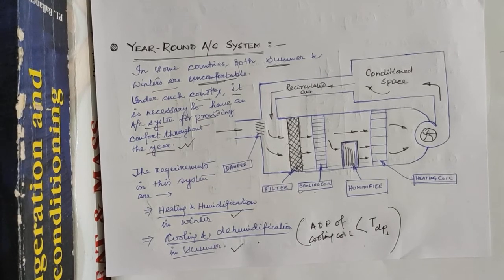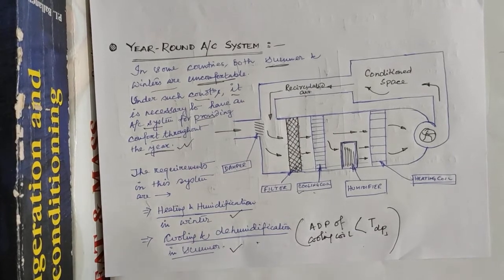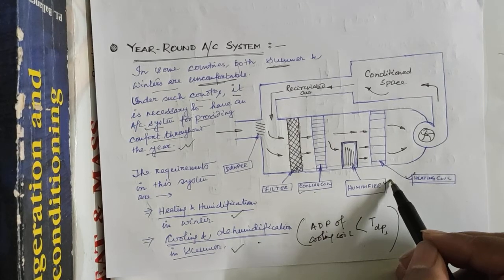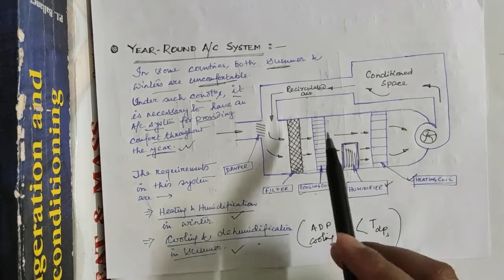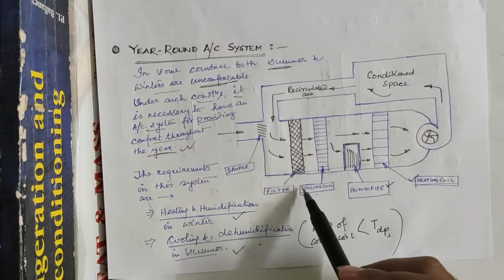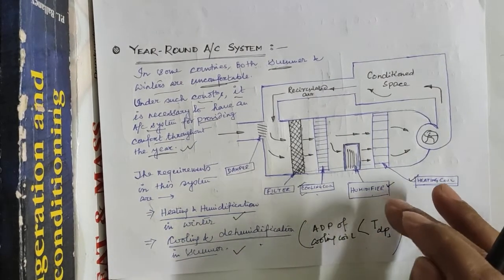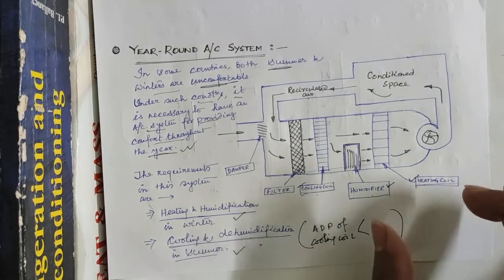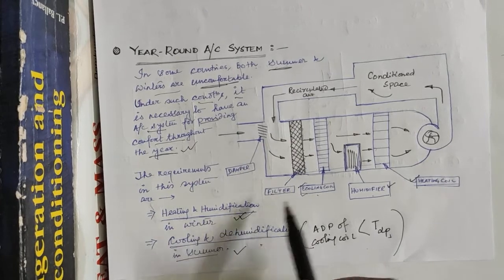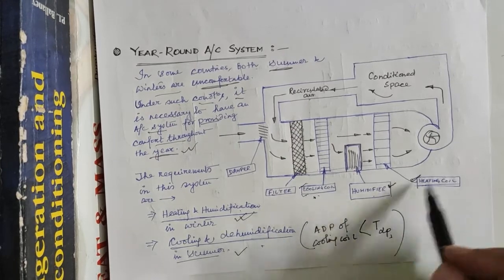But in the winter season, the cooling coil would be made inactive and the heating coil will be used for heating the air, as well as the humidifier will be used for the humidification process. So in the year-round air conditioning system, if we use it in the summer season, then only the cooling coil will be in operative condition, while the humidifier as well as the heating coil both will be in rest mode or inactive. In the winter season, for achieving heating and humidification, the cooling coil would be inactive, whereas the humidifier as well as the heating coil both will be active.